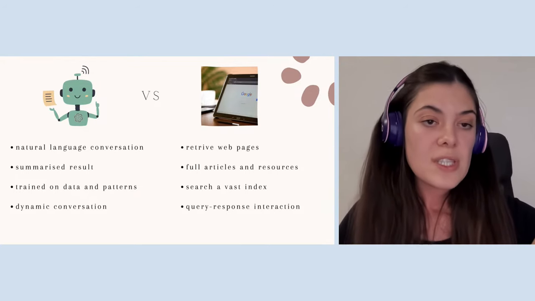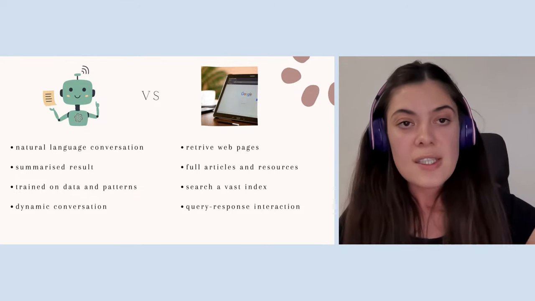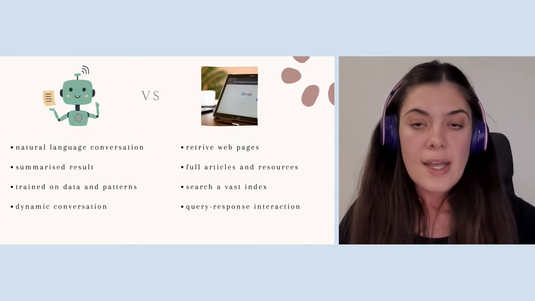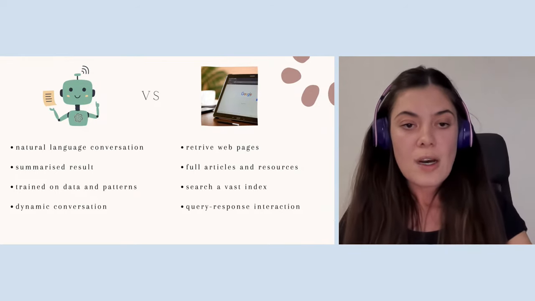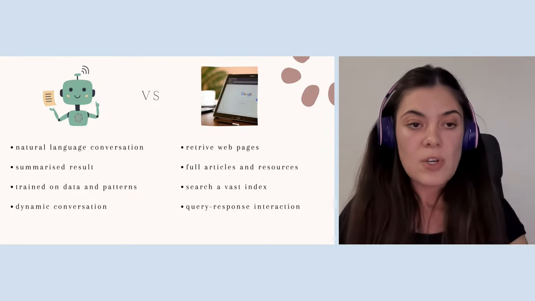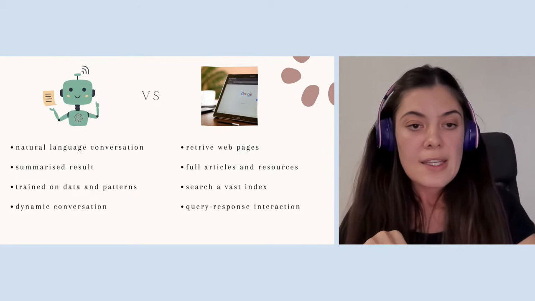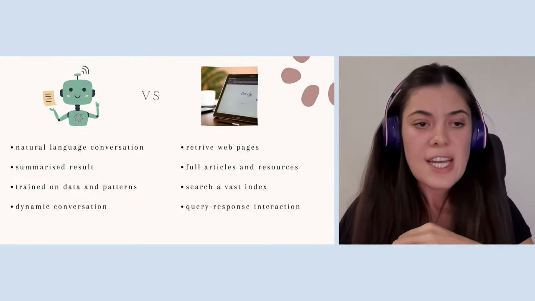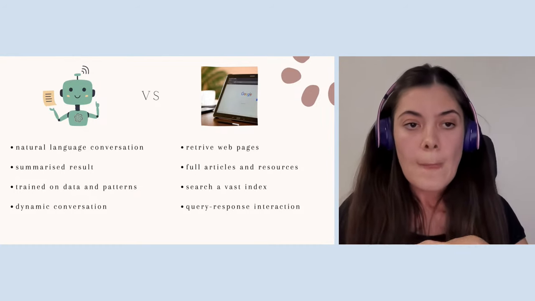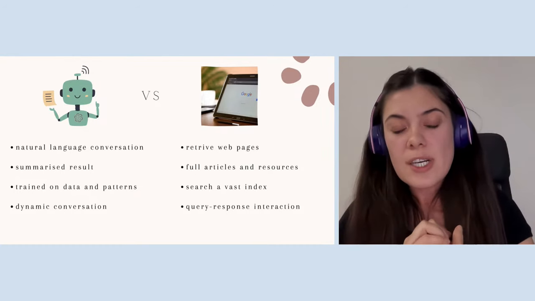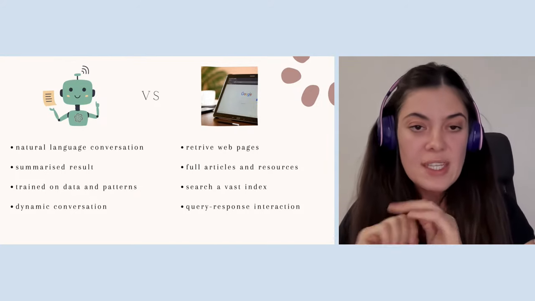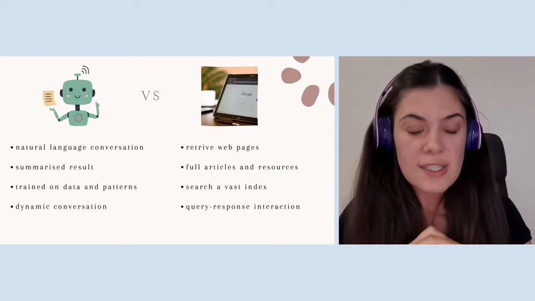Instead, ChatGPT is a bit different because with ChatGPT, you can actually have a conversation. And instead of giving you the full article or the full resource, it can summarize the result. And it's great that you can have a dynamic conversation with ChatGPT. And how does ChatGPT work? Well, it's trained on the data we can find on the internet.